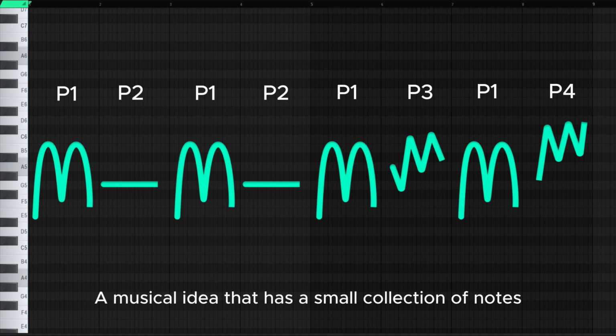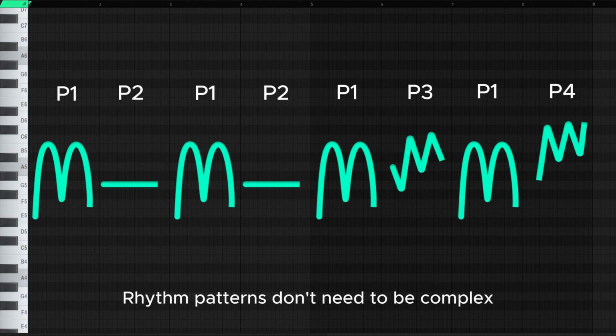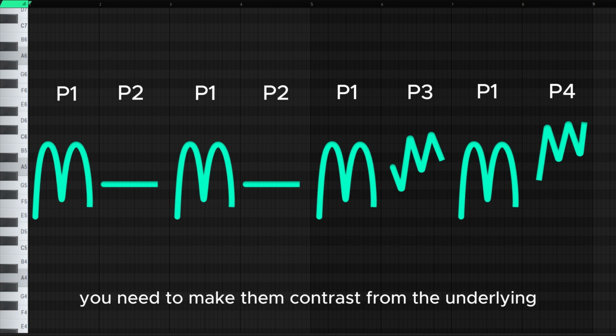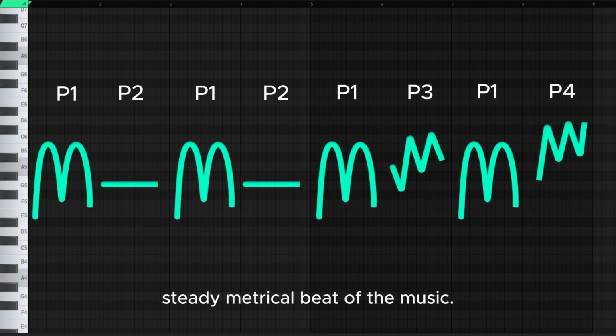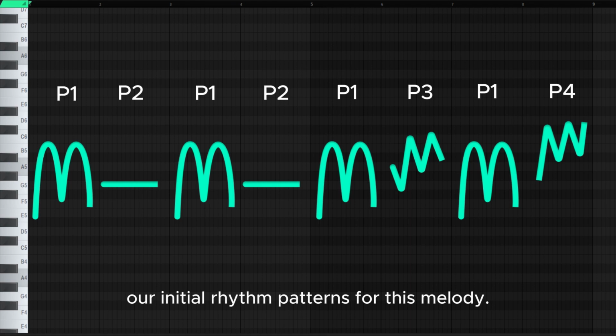A musical idea that has a small collection of notes, typically between 2 and 10 notes. A motif with lots of notes can even be split into smaller groups. Rhythm patterns don't need to be complex, but if you want the melody to be interesting and noticed, you need to make them contrast from the underlying steady metrical beat of the music. You can tap them out physically or click them into the piano roll. We will click ours into the piano roll to craft up our initial rhythm patterns for this melody.